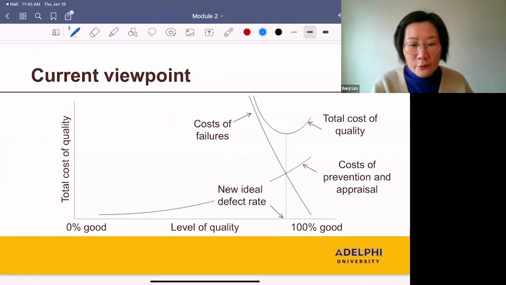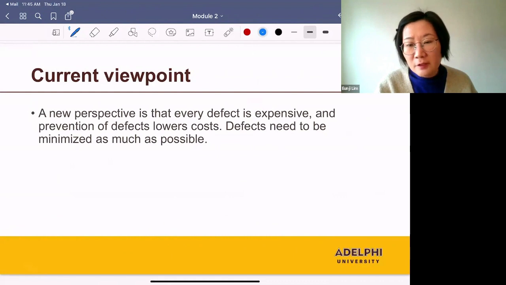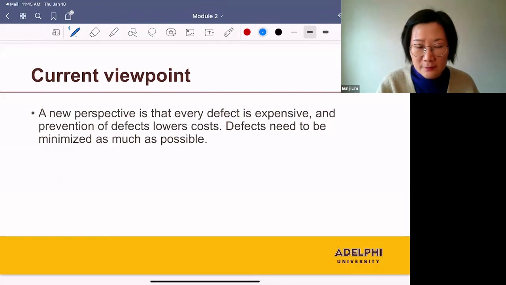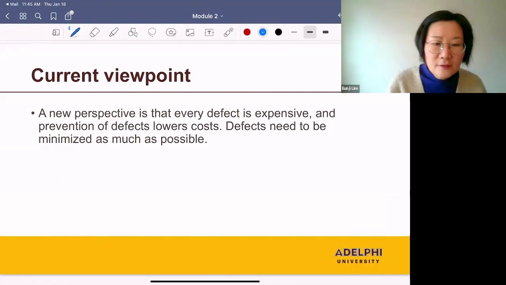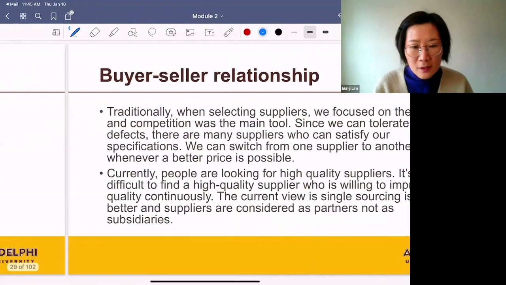So this is the current viewpoint. The new perspective is that every defect is expensive, and prevention of defects lowers costs. And defects need to be minimized as much as possible. And this has changed the buyer and seller relationship.